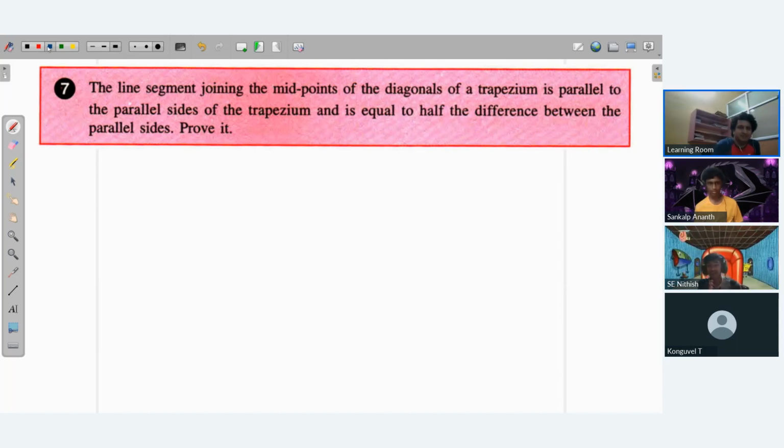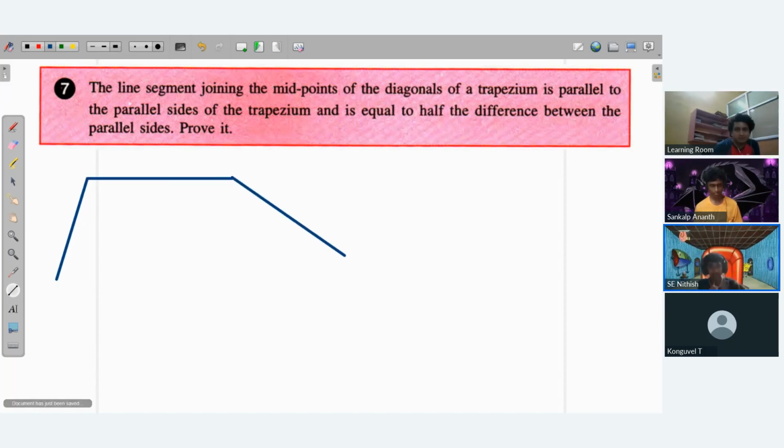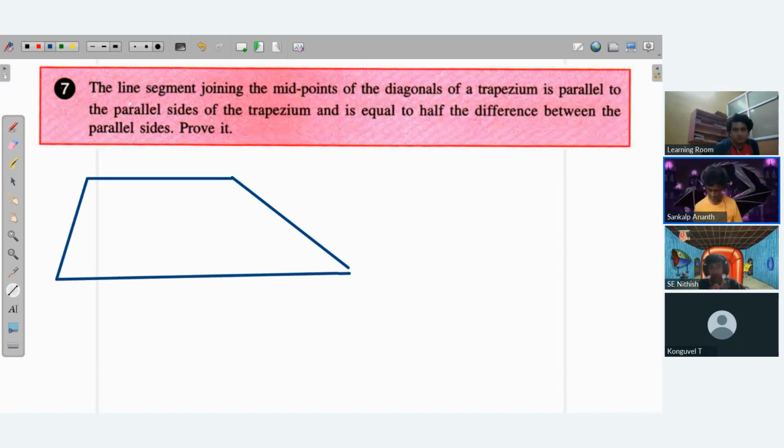See, it's like this. Let's have a trapezium. Looks like a trapezium. Yes, sir. That's the same pattern, and that is a trapezium. Okay, great.